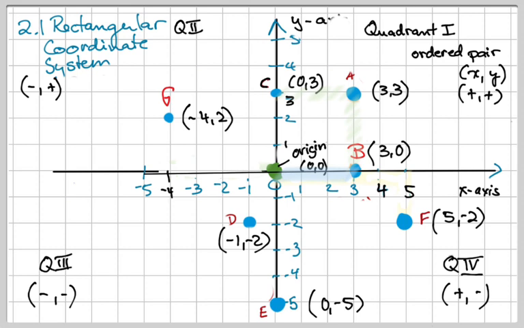Now, the point 3, 0 on the axis actually has a special name. It's called the x-intercept. And if I were to graph a line, 0, 3 would be the y-intercept. What else do we have here? I think I talked about everything.